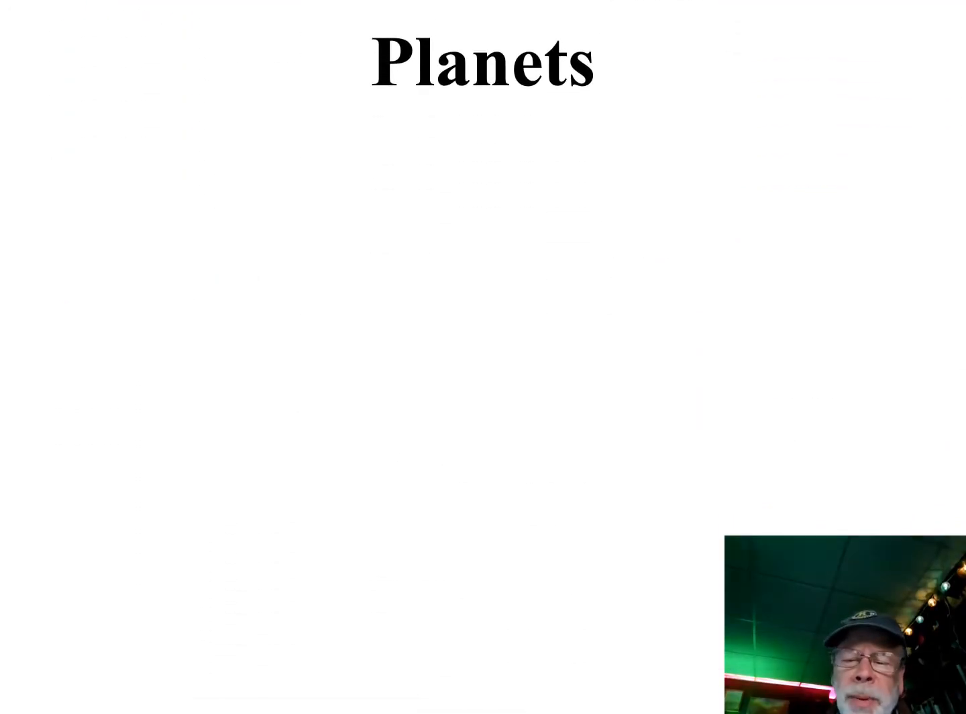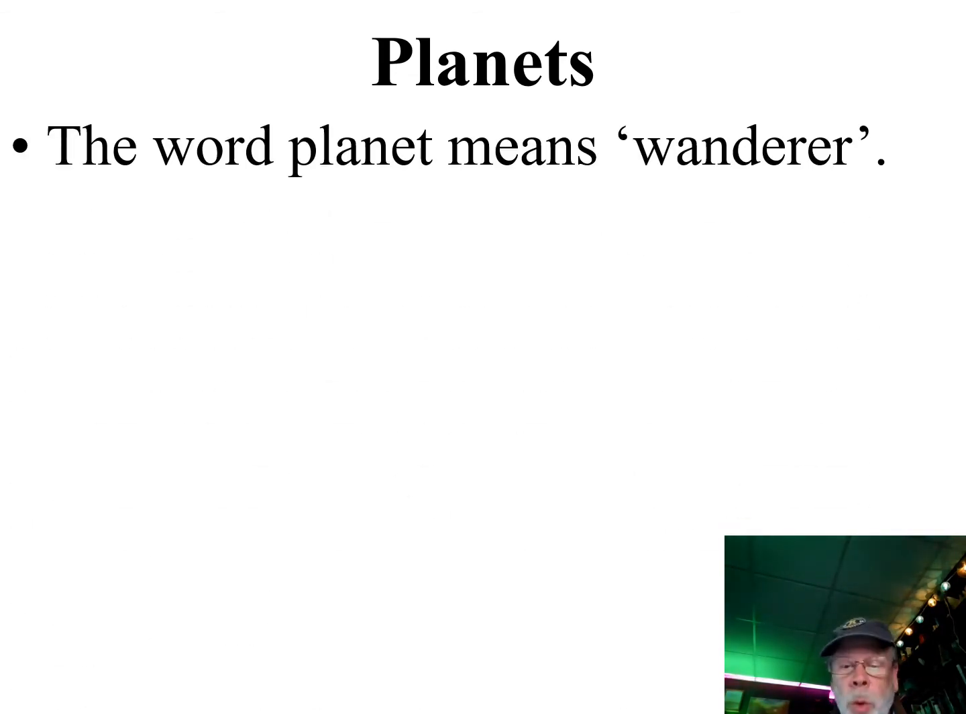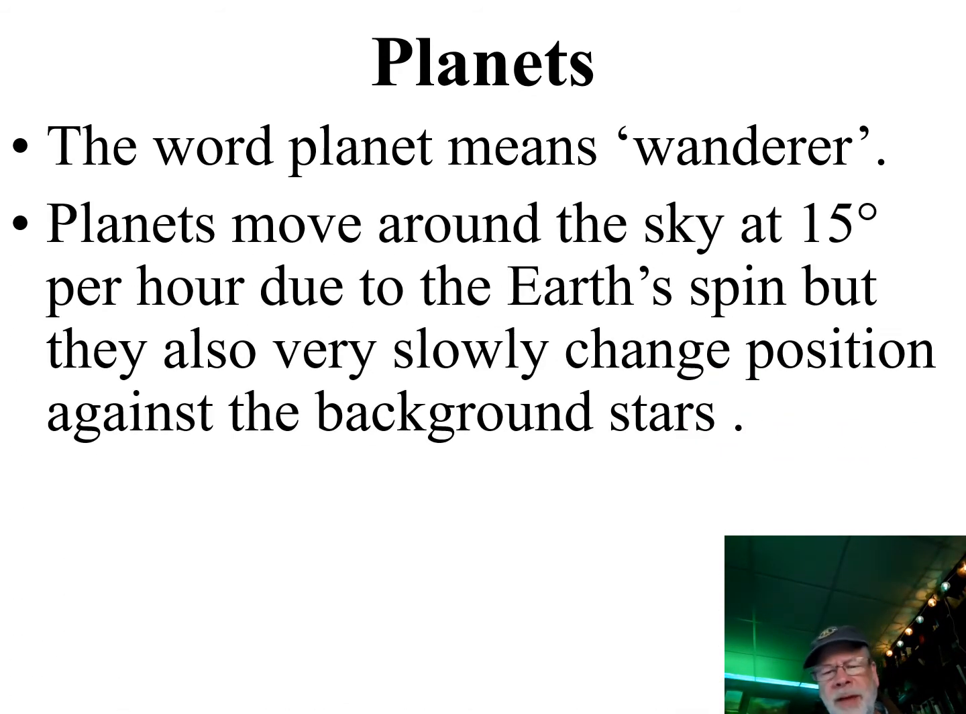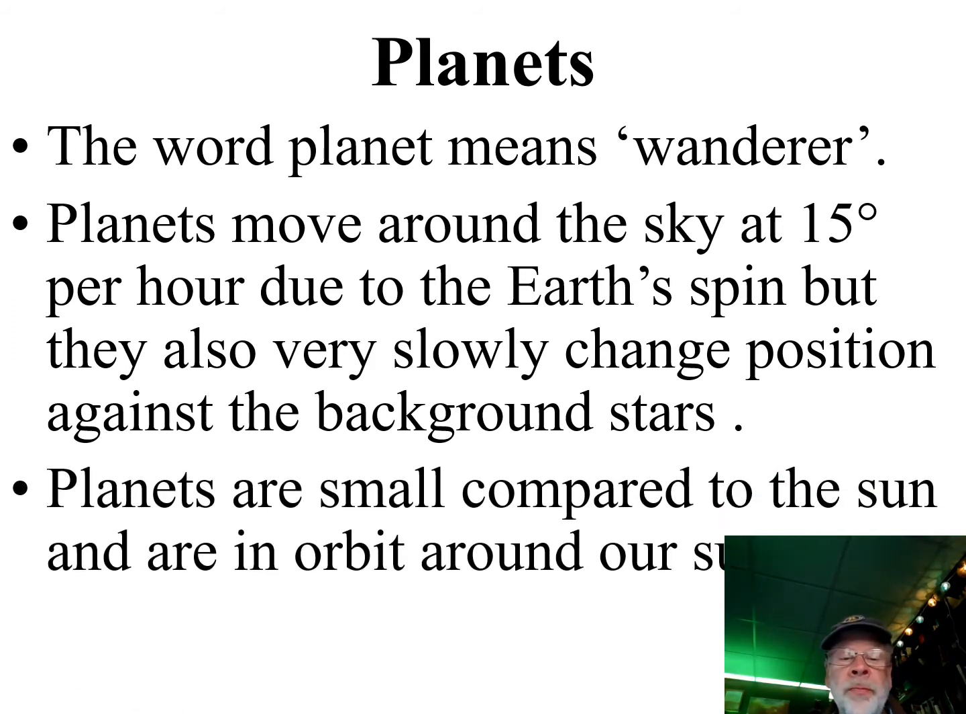So let's talk about planets for a minute. The word planet means wanderer, from planetos. It means wanderer because they move against the background stars in the sky. So, like everything else in the sky, in a single night they move at 15 degrees per hour because of the Earth's spin. But they also very slowly change position against the background stars. Now, planets are tiny compared to the sun, and they're in orbit around the sun because the sun's gravity pulls them around.